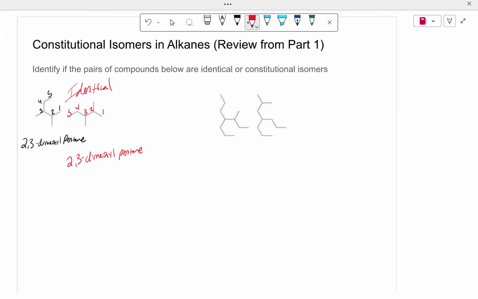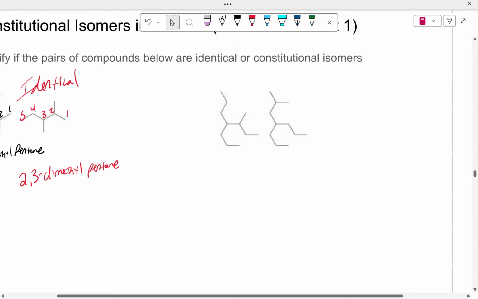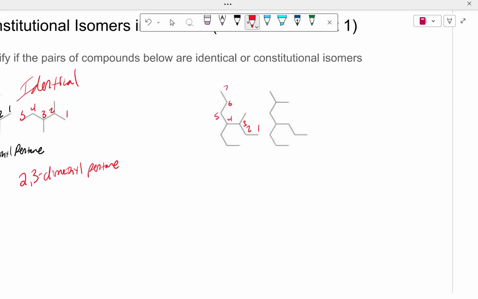Now, with the pair on the right, I'm going to approach this in the same way. Going to find my parent chain. And again, like I said, I'm skipping through some of the step-by-step process. But note that when we name this, so there's a methyl here and a propyl here, we got 3-methyl-4-propylheptane.